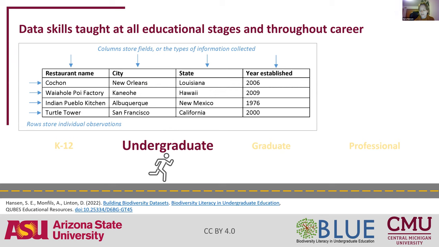In undergraduate training, you're starting to choose a field of study and getting more and more domain-specific skills. So there's an opportunity early in undergraduate education to start cultivating an understanding of biodiversity data and why it's so important for all biodiversity scientists to have some core data skills. This example is from the Blue module, Building Biodiversity Datasets, and it's introducing students to the basics of data structure, key terms, and why data are such an important part of science, not a separate entity.